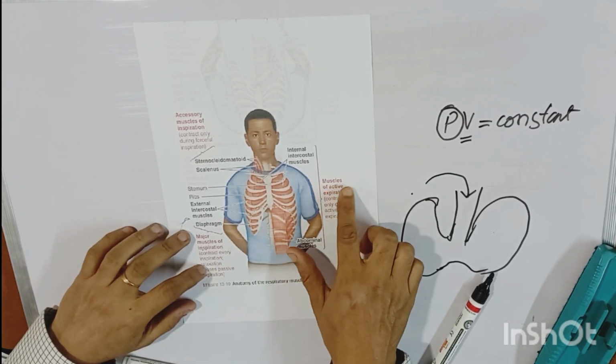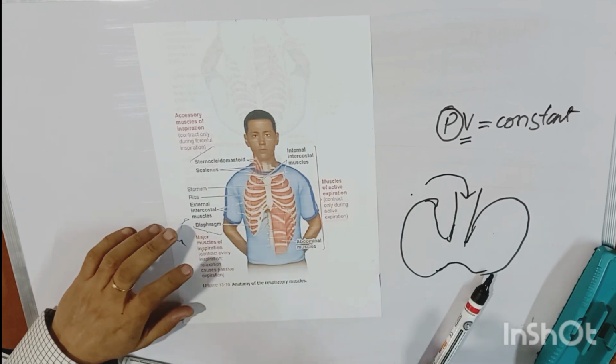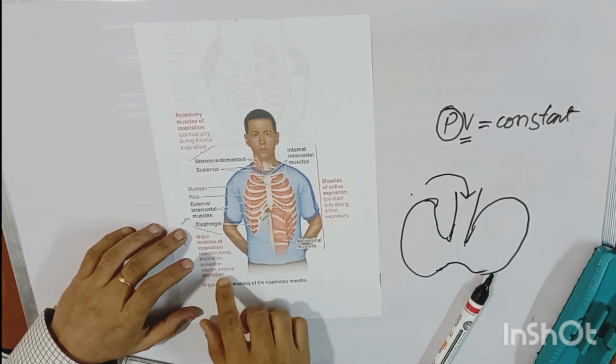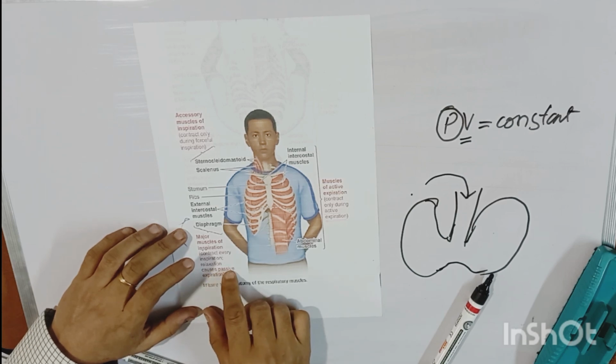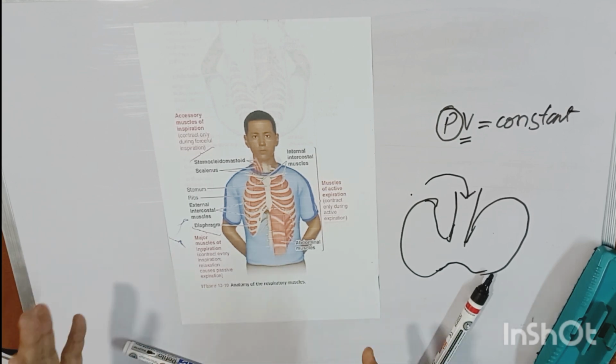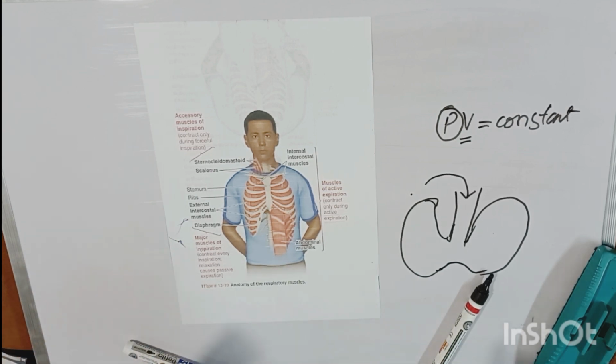And what are the muscles of active expiration? Now I'll come to this point. This is passive expiration. Passive expiration means you just relax these muscles and the air will go out. But when you breathe out very sharply, breathe out fast, that is active expiration. I try to breathe out more air, fast. So I will actively expire like this.